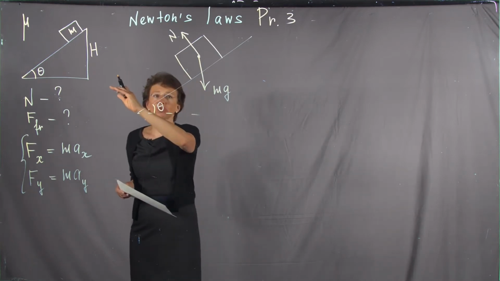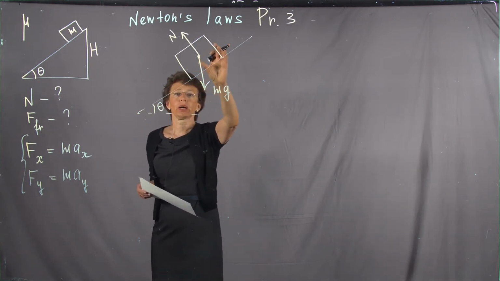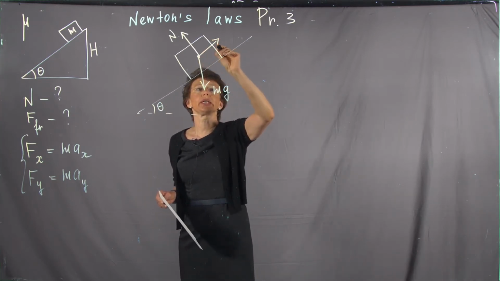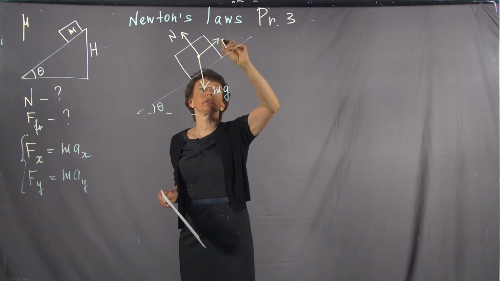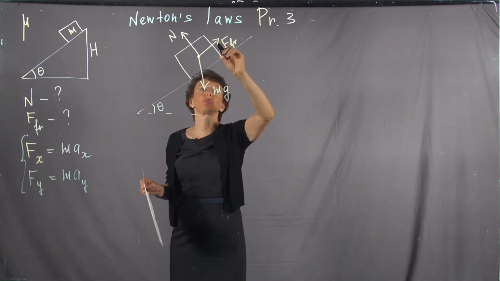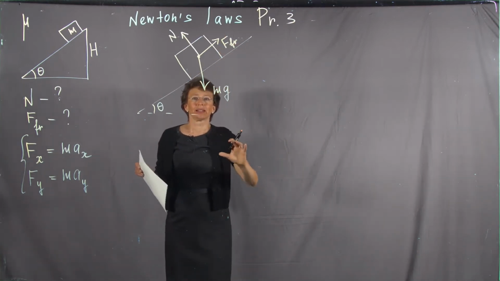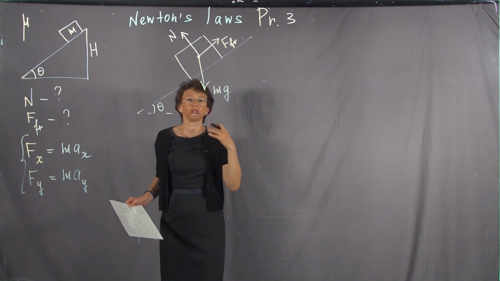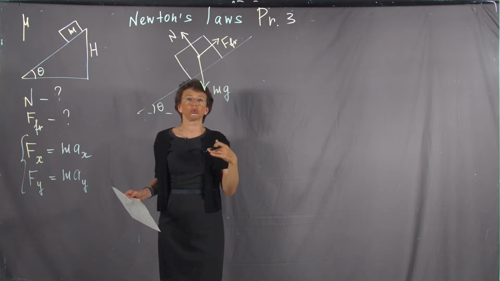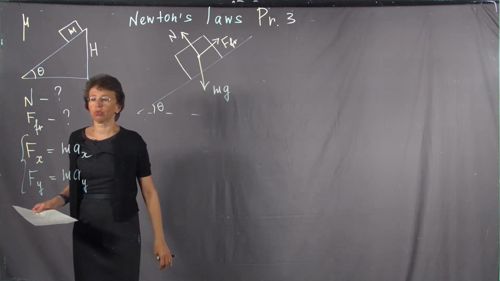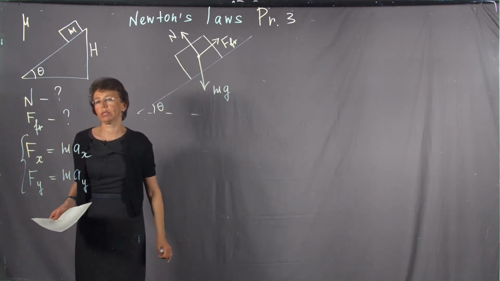And there is force of friction. So if this block wants to move down, force of friction opposes motion, and it is in the direction opposite to motion. Force of friction. So those are all forces that are applied to this block, no other forces. What we need to do next? Next, we need to choose our coordinate system and write net force in x, net force in y, and find what we need to find.